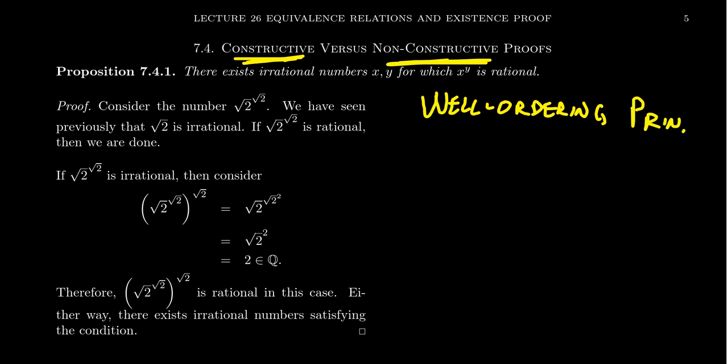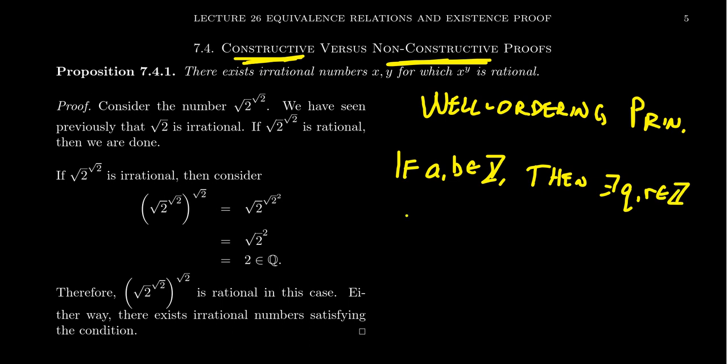And as an example, we use the well-ordering principle to prove the existence of quotients and remainders. So if we have some integers A and B, we were able to use the well-ordering principle to prove there exist, I guess I should have a then in there, then there exist integers, we'll call them Q and R, such that A equals BQ plus R and R sits between zero, but is strictly smaller than B.